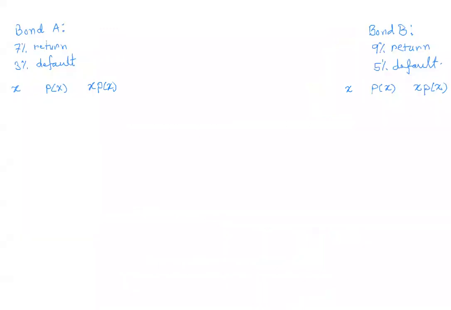For bond A, two things could happen. One is you get 7% return, that means 7% of $10,000, which is, by the way, 700. So that's one thing that could happen. You get $700 at the end of the year as investment return.